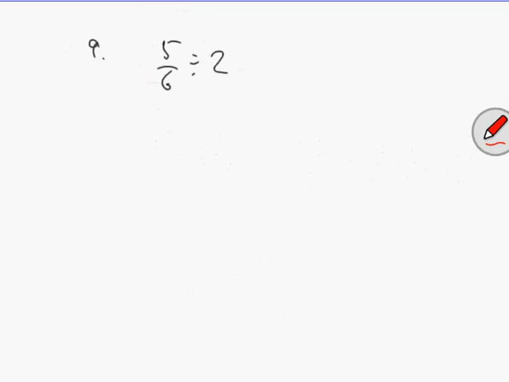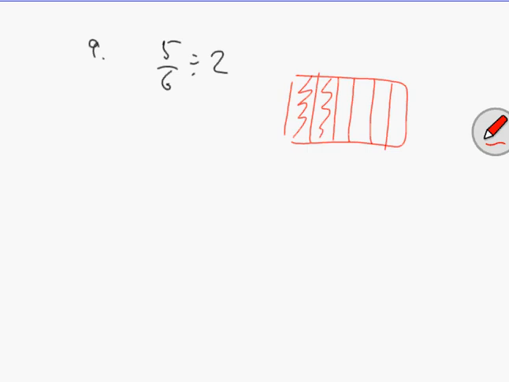Question 9 says 5/6 divided by 2. If I was to model it, I would say, well, here, oh, that's not right. Oh, this is the worst drawing ever. Hang on a second. 1, 2, 3, 4, 5. There's 1/6, 2/6, 3/6, 4/6, 5/6.